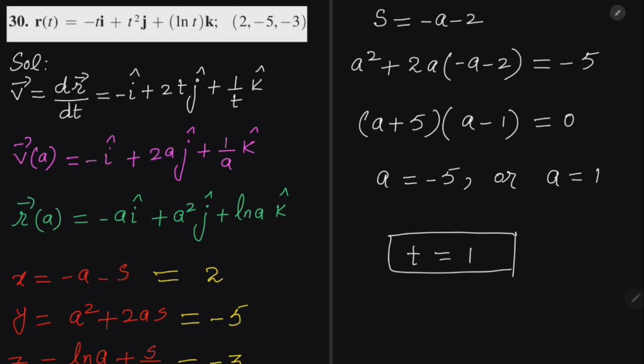Remember that we will choose only the positive part, since there is a natural log and natural log is not defined for t is equal to minus 5. Natural log of minus 5 will give you some unknown value, or it is not defined. So t is equal to 1 is the answer.